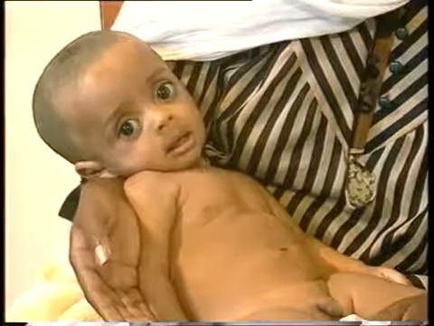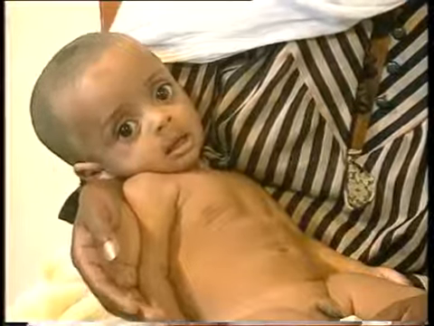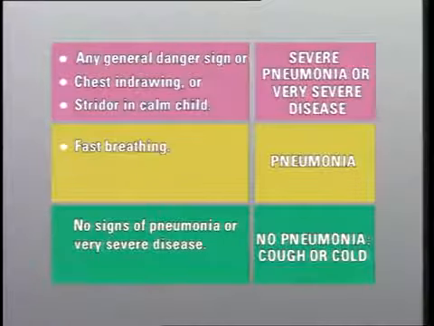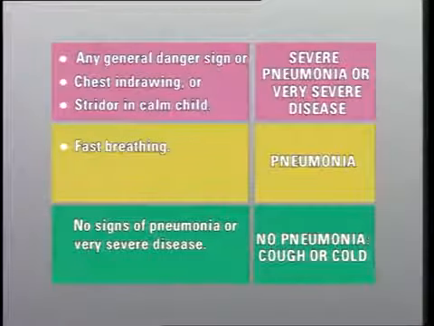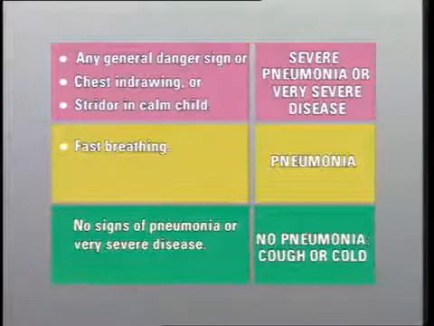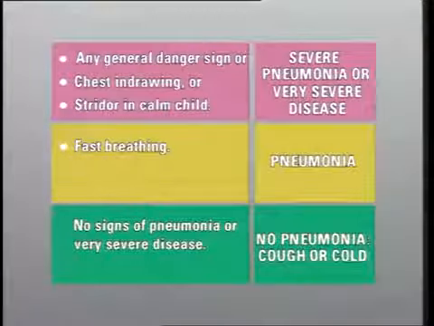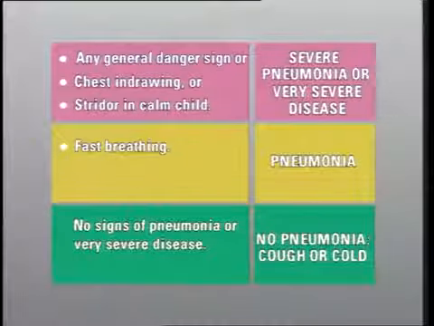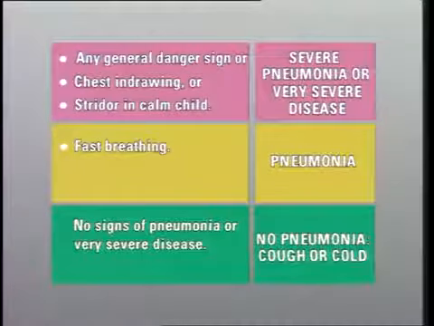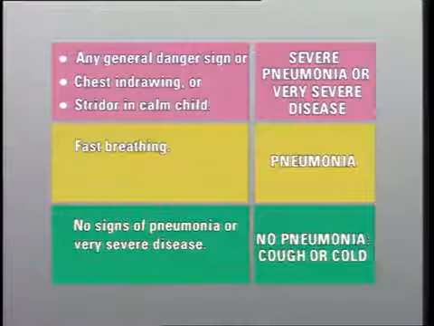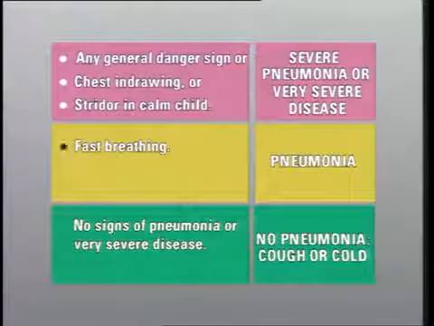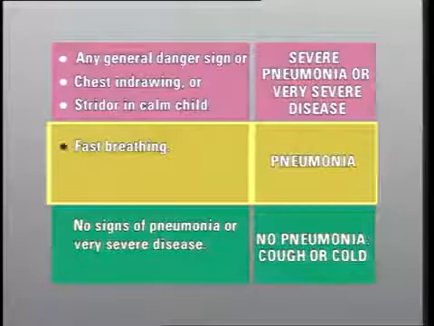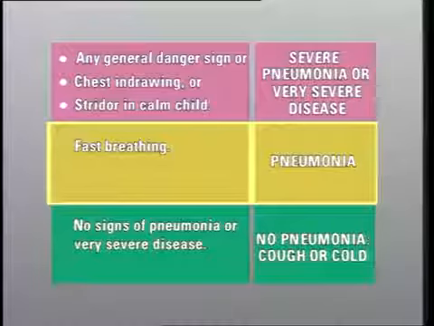We will classify Josh's illness using the classification table. Look at the signs listed in the pink row. Josh does not have a general danger sign, chest indrawing, or stridor. He has no signs of severe pneumonia or very severe disease. So we look at the next row down. His sign of fast breathing puts him in the yellow row. Therefore, we classified Josh as having pneumonia.